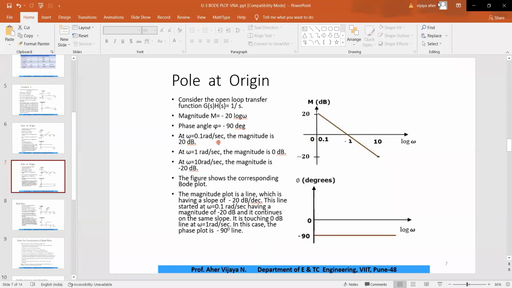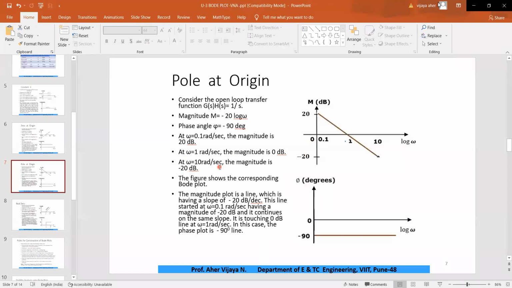Then take the next value, omega is equal to 1 radian per second. So log of 1 to the base 10 is nothing but 0, right? So magnitude is equal to 0 dB. Then next, take omega is equal to 10 radian per second. So what is the magnitude? Minus 20 log of 10 to the base 10. Log of 10 to the base 10 is equal to 1, into minus 20 is equal to minus 20 dB at omega is equal to 10 radian per second.